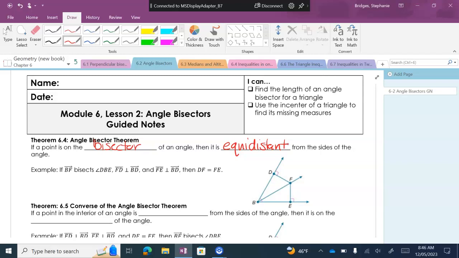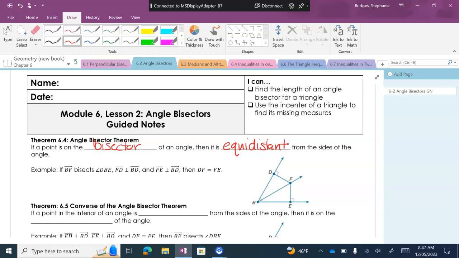So if I have an angle here, we'll call it angle ABC. And then if I draw an angle bisector, that is going to be a ray that cuts my angle in half. Okay, so making these two little angles congruent. Then this point, or any point on this line, is going to be the same distance from the sides of the angles. So let me ask you this.